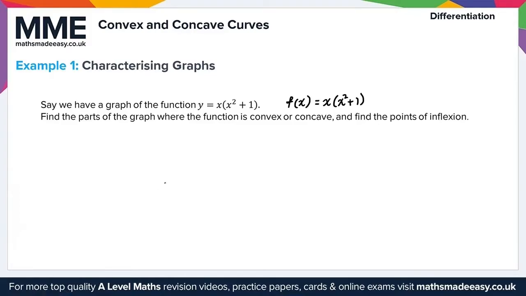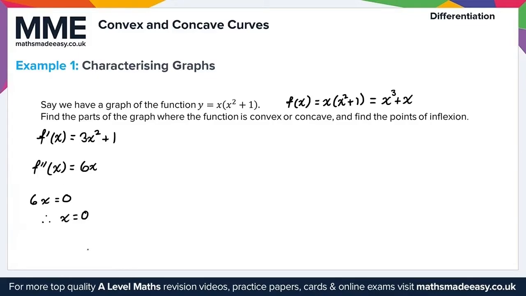So the first thing we need to do here is find f prime of x and then subsequently find f prime prime of x. So f prime of x will be equal to the derivative of f of x. If we just expand this here, we get x cubed plus x. Differentiating this term by term, we get 3x squared plus 1. And now finding f prime prime of x, that would give us simply 6x. Now remember, we're looking for f prime prime of x equals 0. So in that case, we're looking for 6x equals 0. Therefore, the only solution we obtain here is x equals 0.